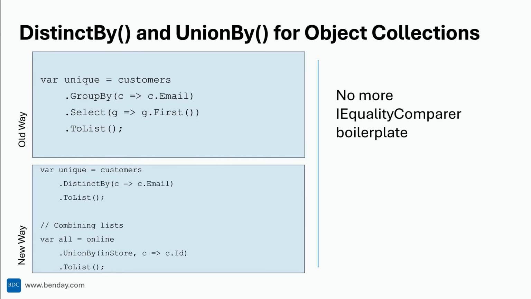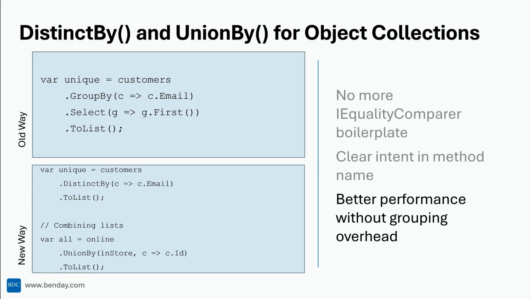Previously, getting distinct objects meant either implementing IEqualityComparer with GetHashCode and Equals methods, typically 20+ lines of code, or using the GroupBy workaround. Now it's just one method call with a lambda expression. When you see DistinctBy or UnionBy in code, you immediately understand what's happening. Compare that to GroupBy followed by Select First, which requires mental translation to understand the actual goal.